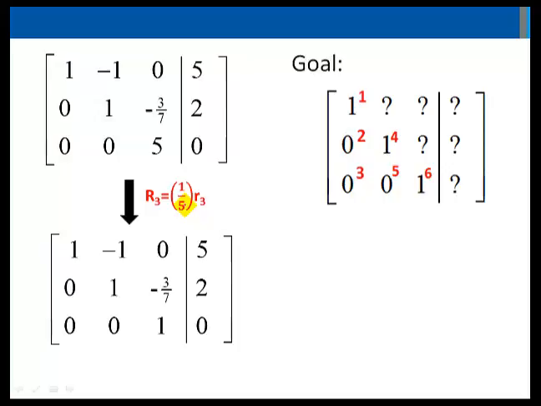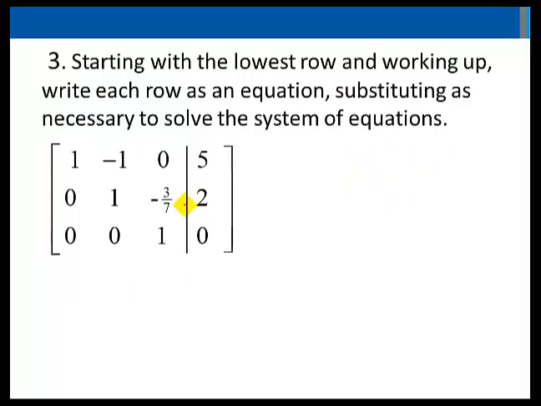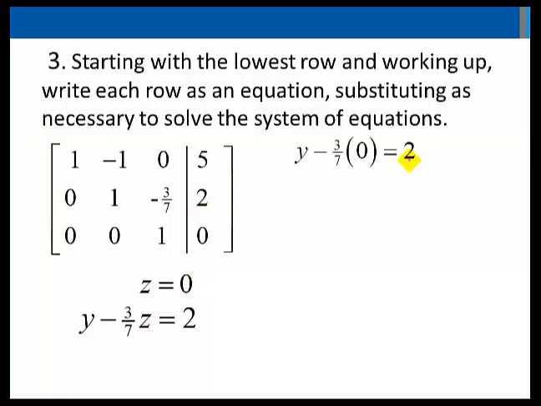And so we can see that we will want to rewrite this matrix as a system of equations next, starting with the lowest row and working up. And my lowest row, I will have z equals 0. Then moving up, the next row, y minus 3/7 z equals 2. I will substitute for z, that z value of 0, and that gives me y equals 2 as part of our solution here. So far we have z equals 0, y equals 2.